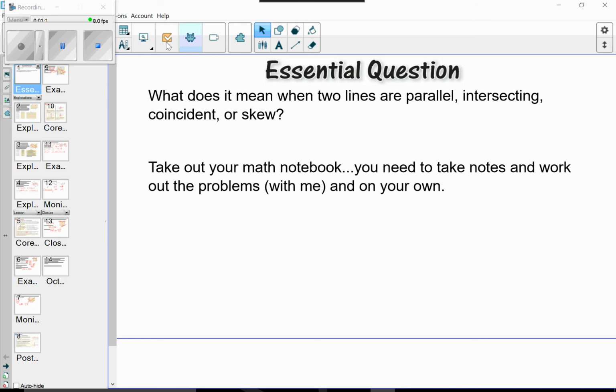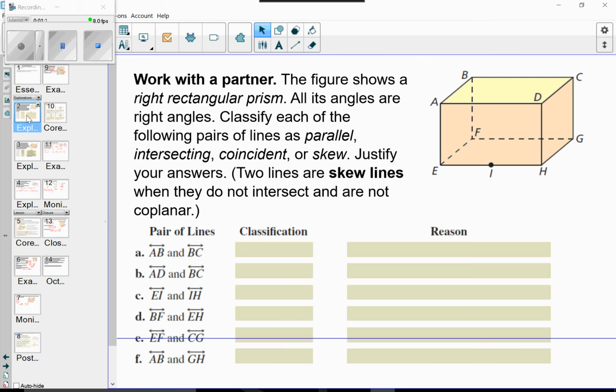So as we progress to this next slide, it says the figure shows a right rectangular prism. All of its angles are right angles. Classify each of the following pairs of lines as parallel, intersecting, coincident, or skew. Just justify your answers. By the way, two lines are skew lines when they do not intersect and are not coplanar. So without even me giving you any information, I just want you to try to fill this out the best you can. Classification is going to be, again, parallel, intersecting, coincident, or skew. And then there's going to be a reason.